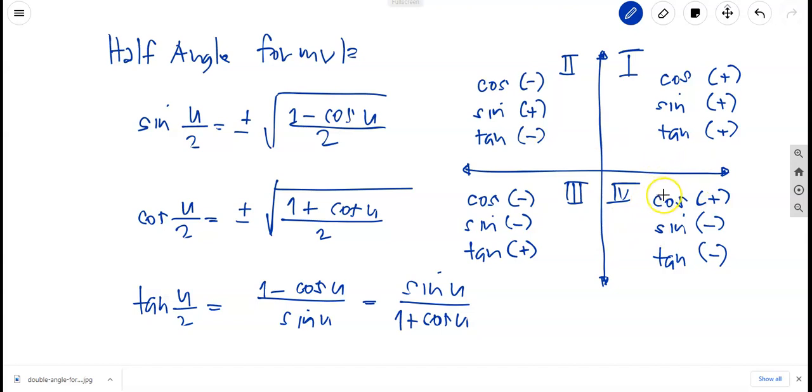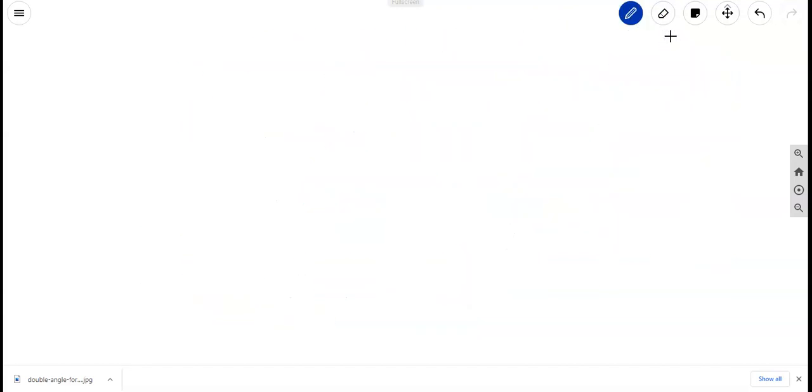Okay, let's try some examples. We will evaluate expressions using double angle or half angle formulas. For example, we have sine 15 degrees. Sine 15 degrees is equal to sine of 1 over 2 times 30 degrees, right? That is half of a special triangle angle.